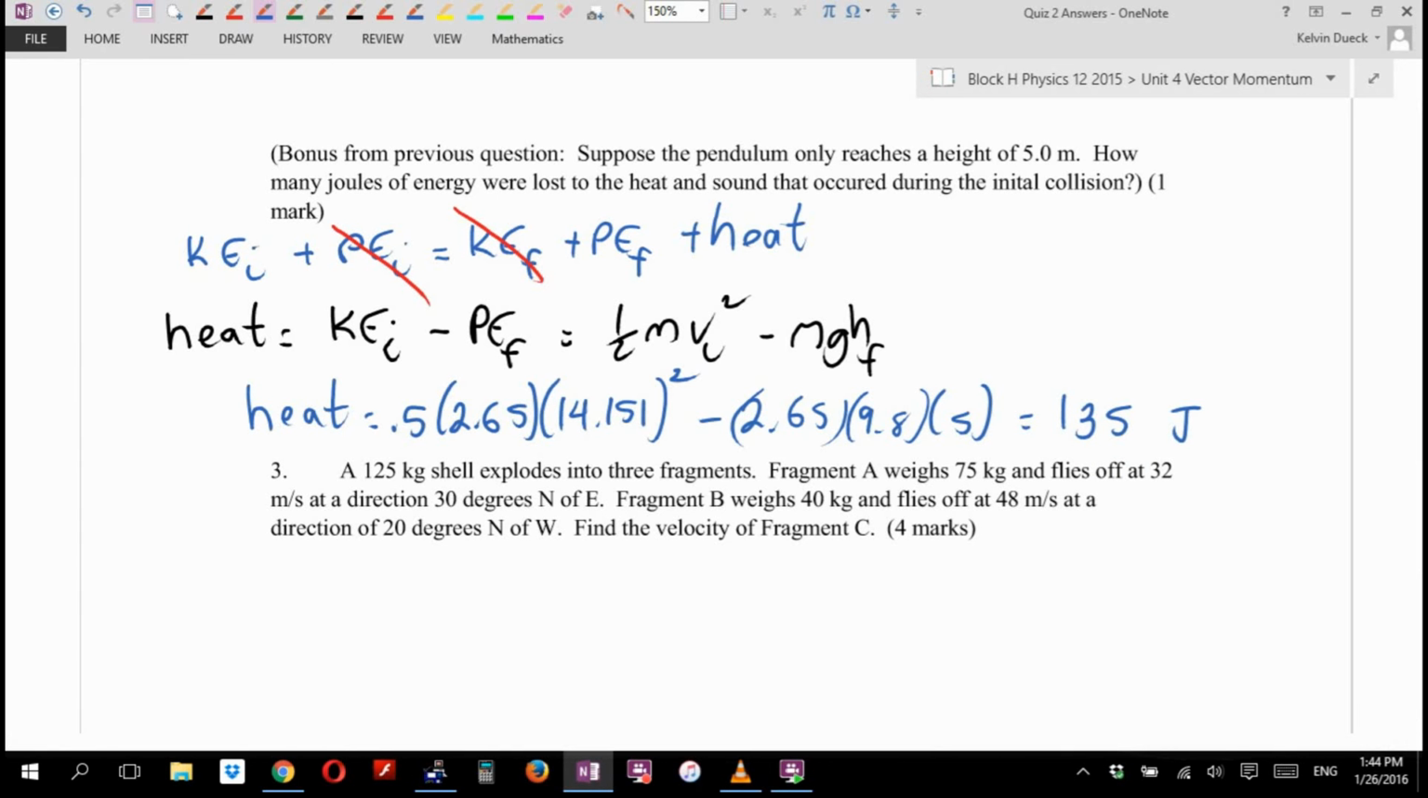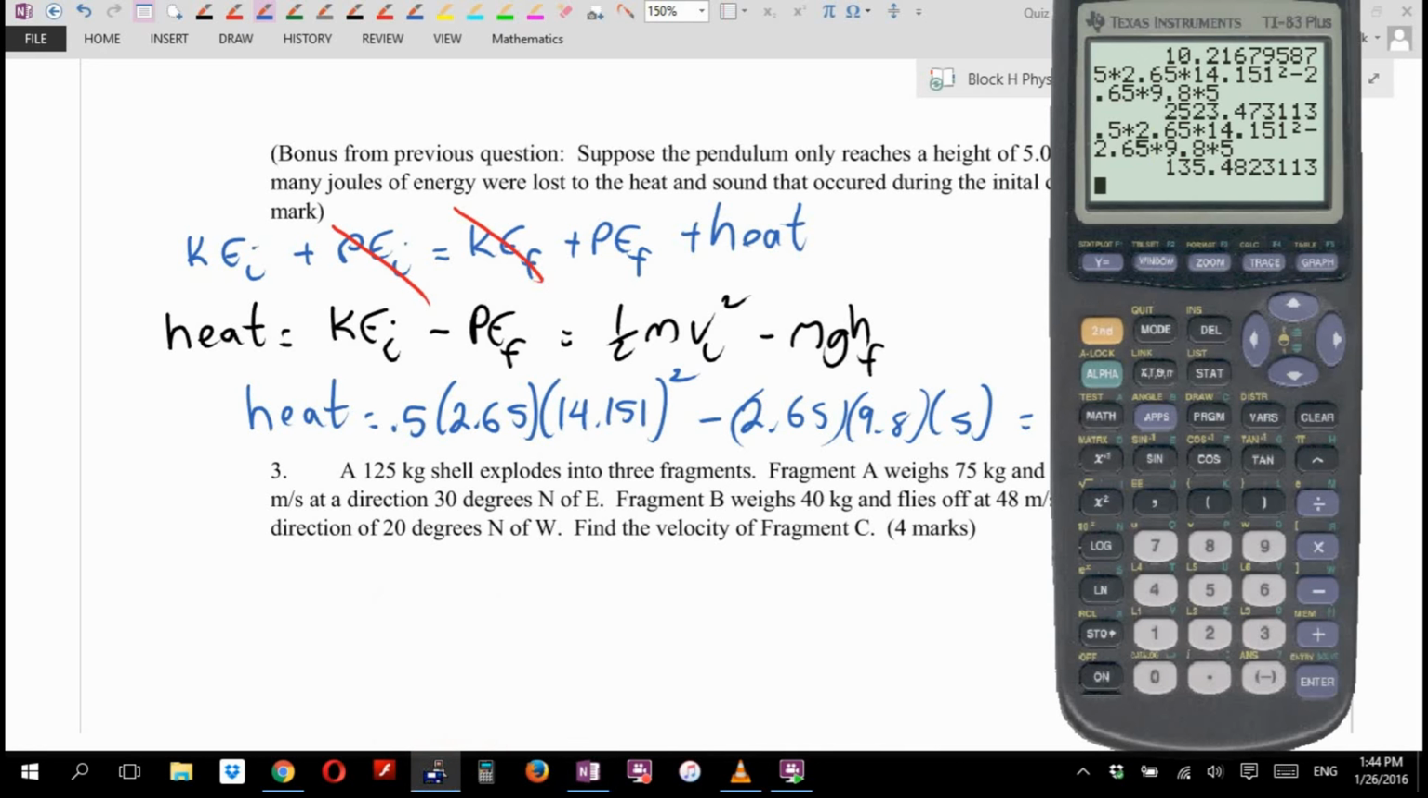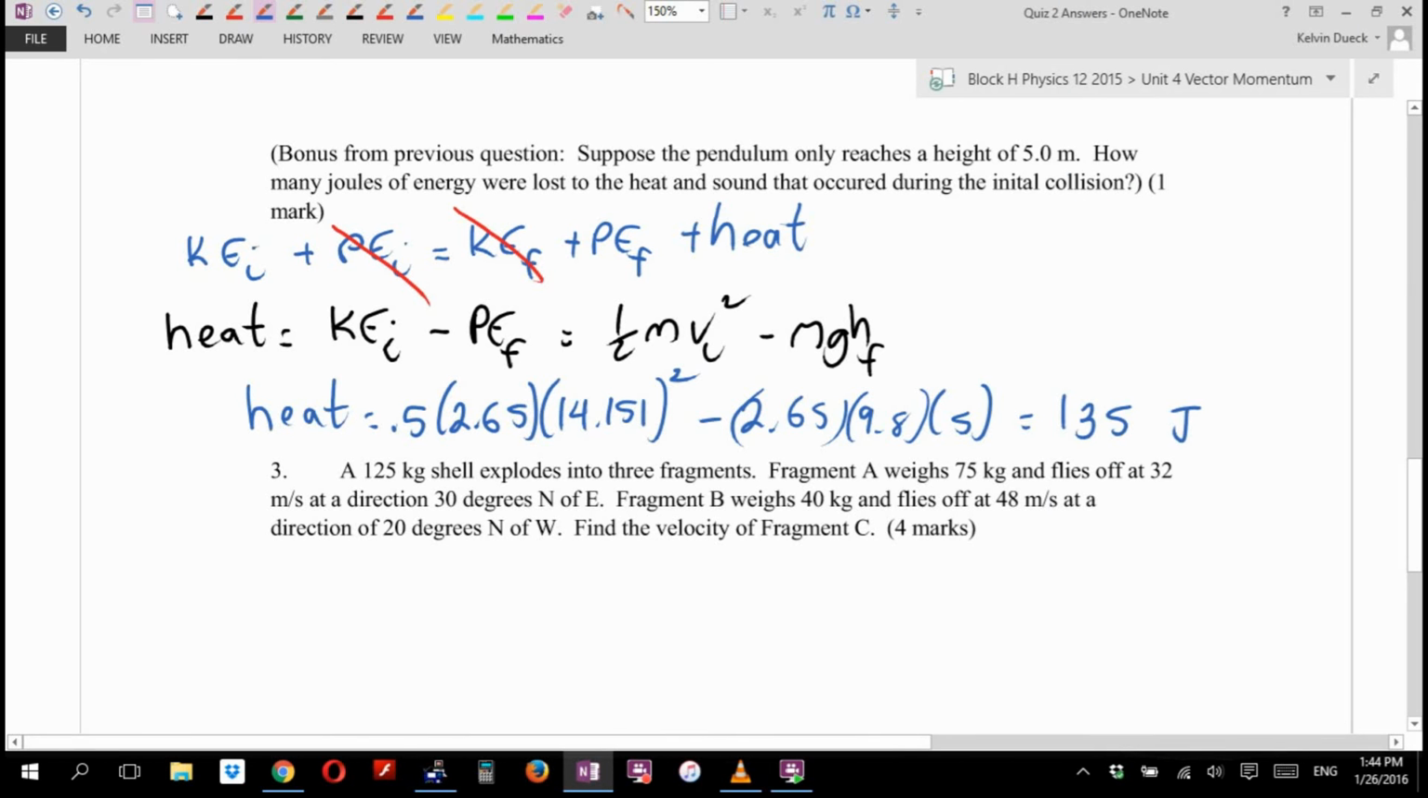Bonus mark, all or nothing. Sorry. But I would take 134, 136. It depends how many sig figs you carried here, but carry extra sig figs if you know you're going to use the data later.